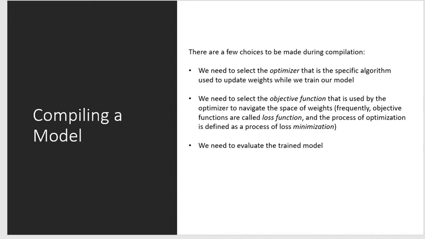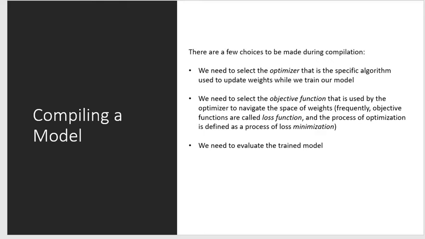Now, there are certain parameters for compiling of the model, and while we learn this compilation, we will come across some important terms. The choice to be made during compilation is, firstly, we need to select an optimizer, that is a specific algorithm used to update the weights. Now there are various optimizers like the Adam optimizer and many others. What types of optimizers there are and how they work, we will learn in the following lectures or videos.